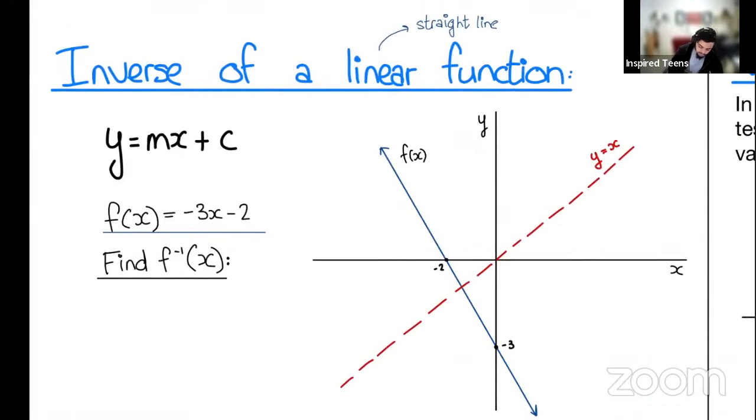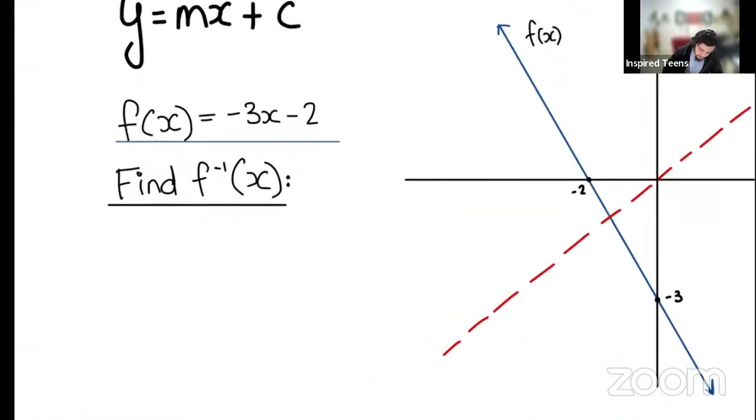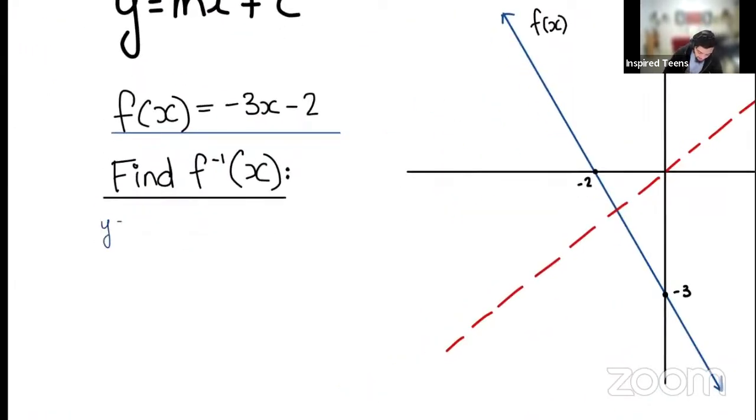Write in standard form. Okay, so it's already written in standard form, so we can rewrite it. Instead of having f of x is equal to negative 3x minus 2, let's write it with y. So we have it in standard form, y is equal to negative 3x minus 2.